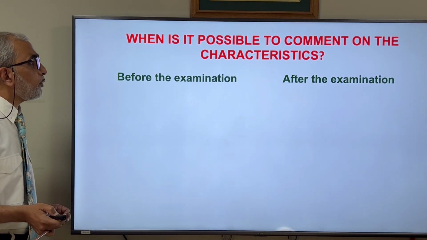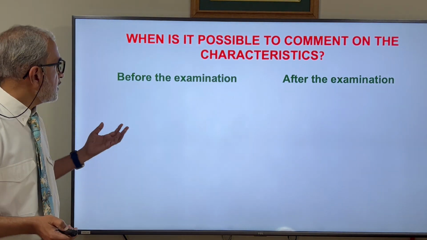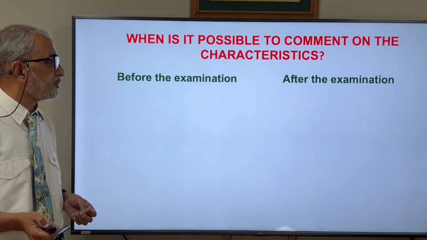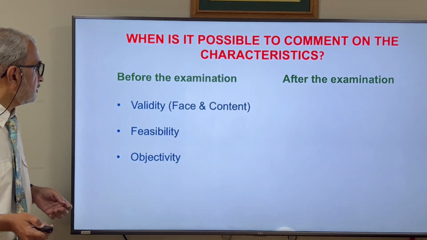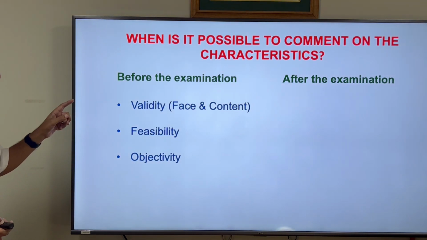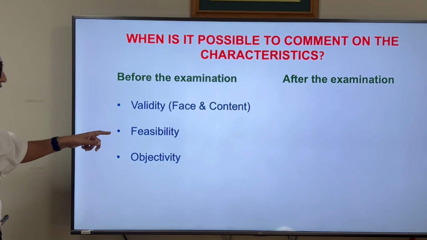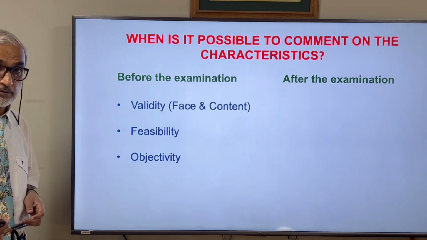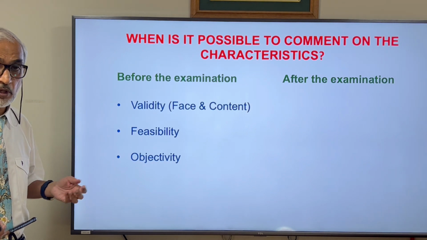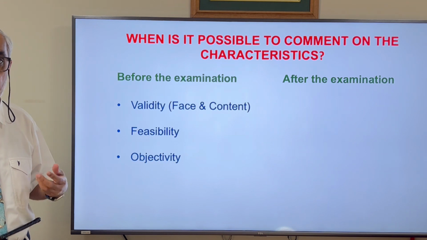Now note, when is it possible to comment on the characteristics? There are certain characteristics which we can comment on before the examination, and there are certain characteristics we can express only after the examination. Face and content validity, we can comment before the examination. Feasibility, we can comment before the examination, and objectivity, we can comment before the examination to an extent, because if you're using optical reading machines and we are using keys and checklists, etc.